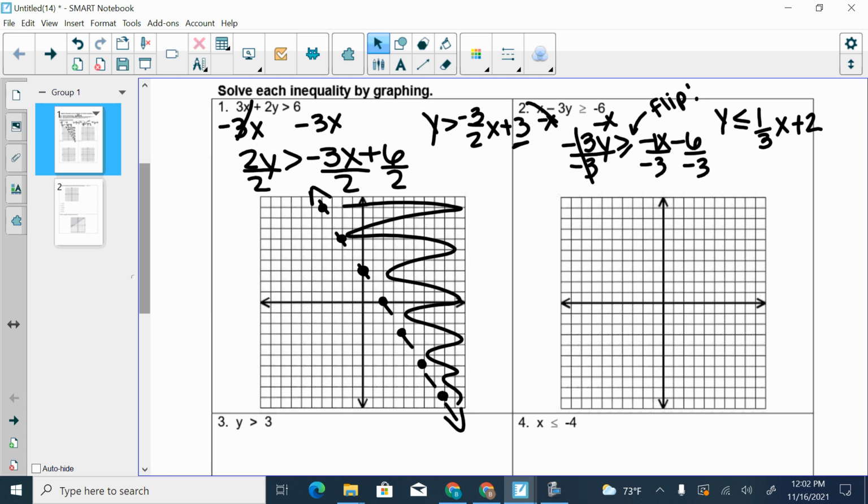Okay, so now we can draw this. So where are we going to start? At the 2. This number right here always tells us where to start. Okay, and then that fraction tells us we're going to go where for each point. Good.